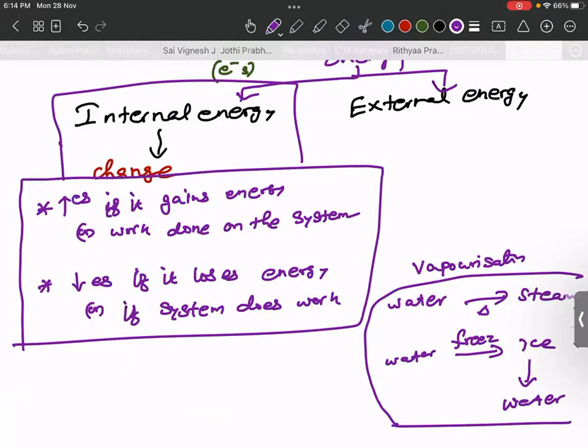Then where does it come from? Work, which is the work done on the system, and work, which is the work done by the system? Water to? So the internal energy decreases.